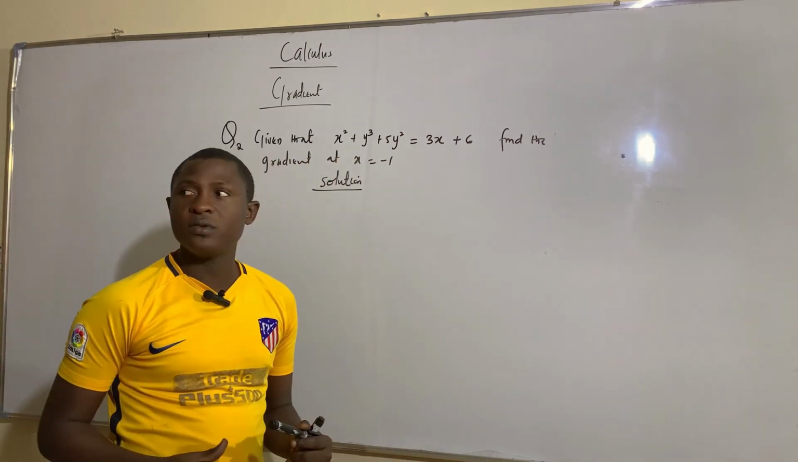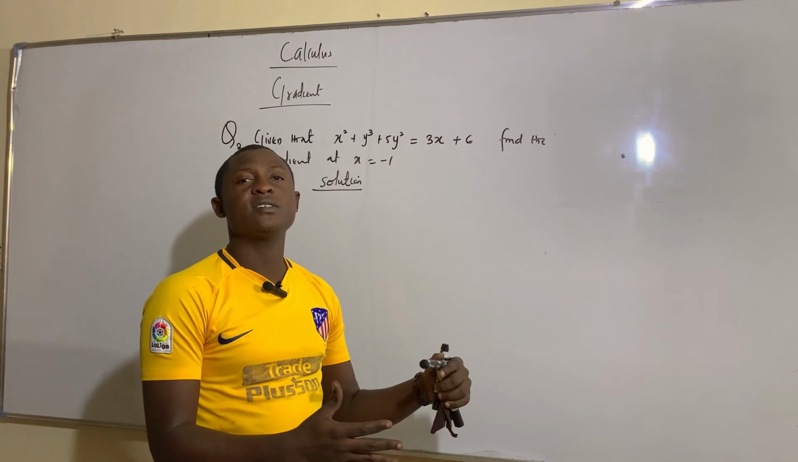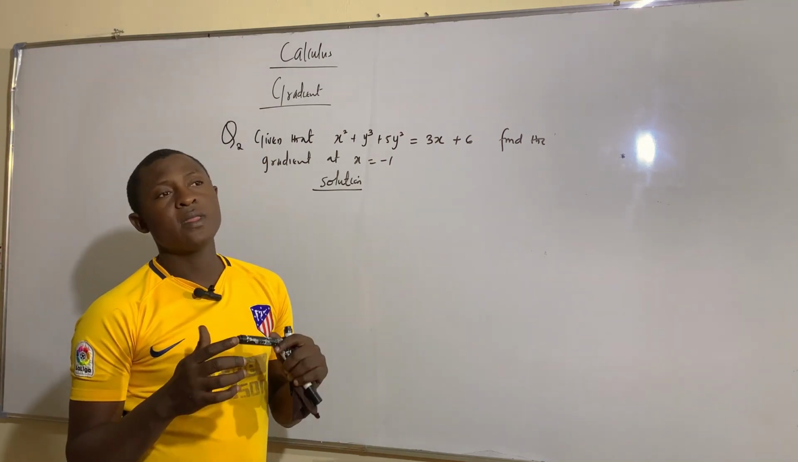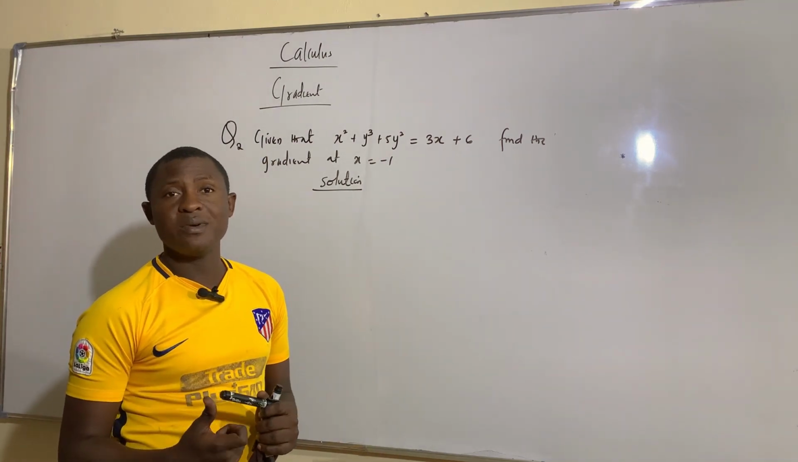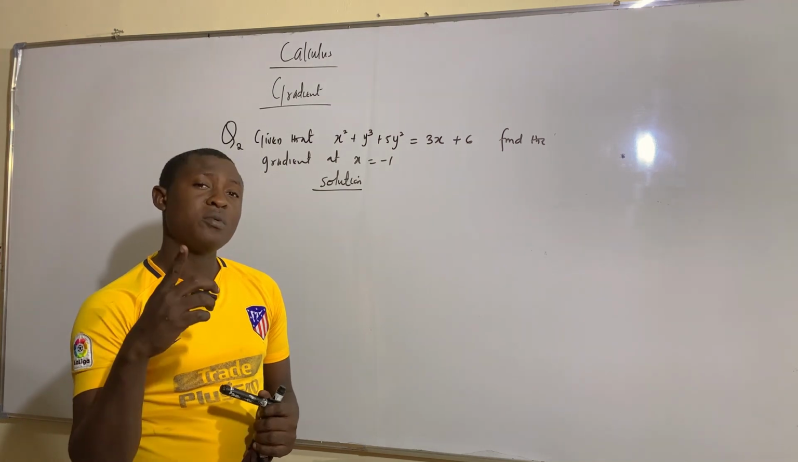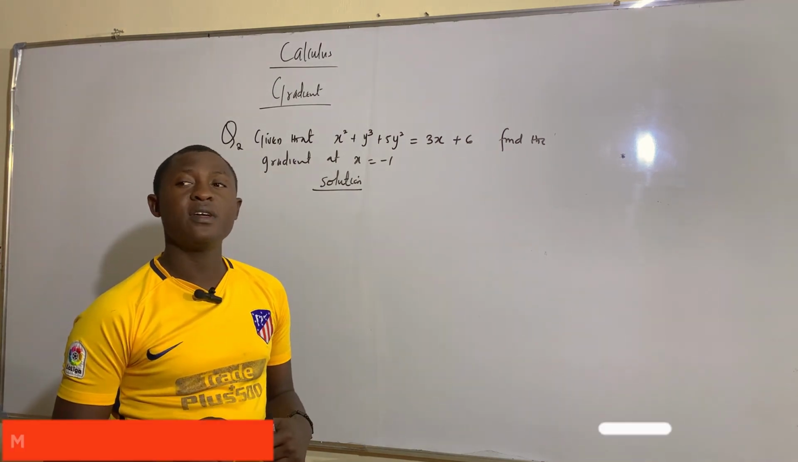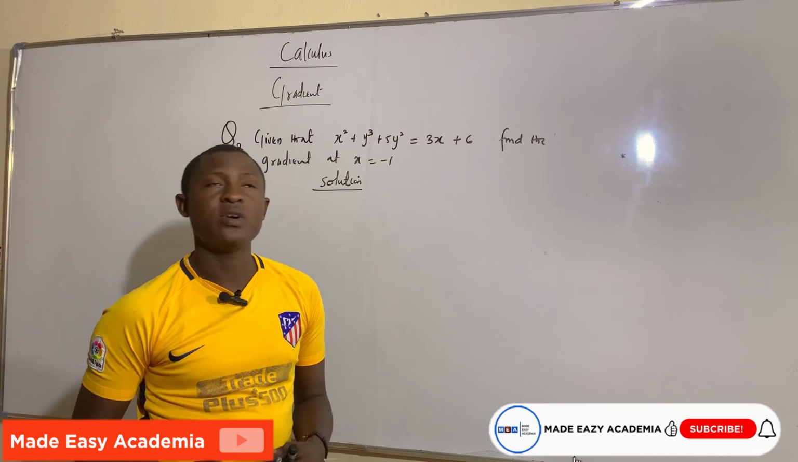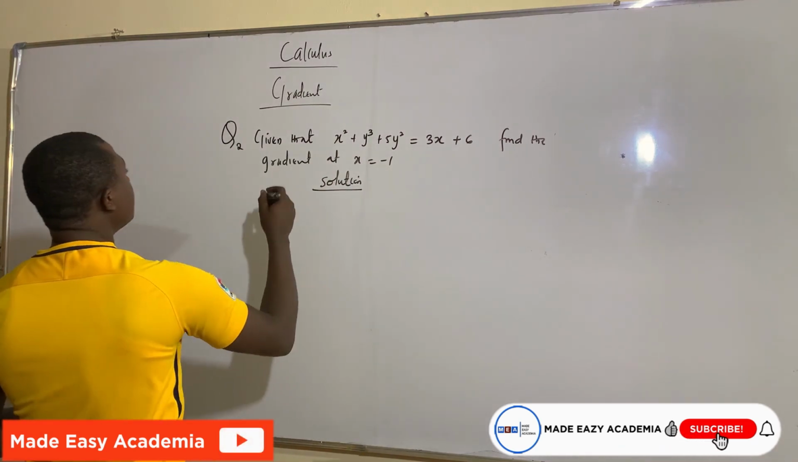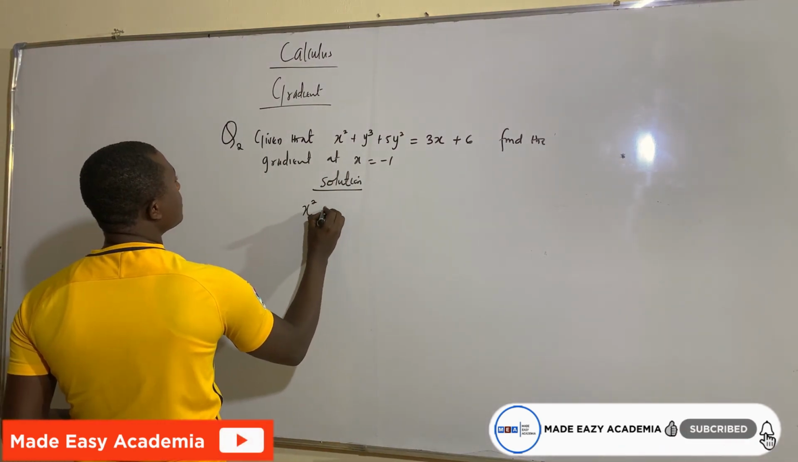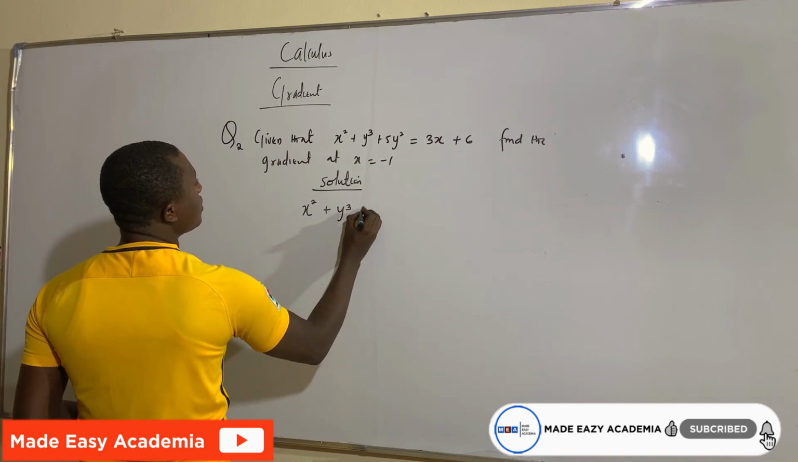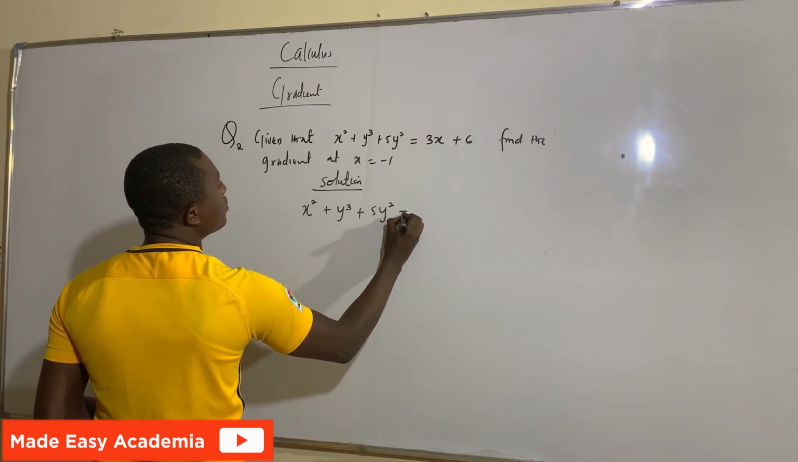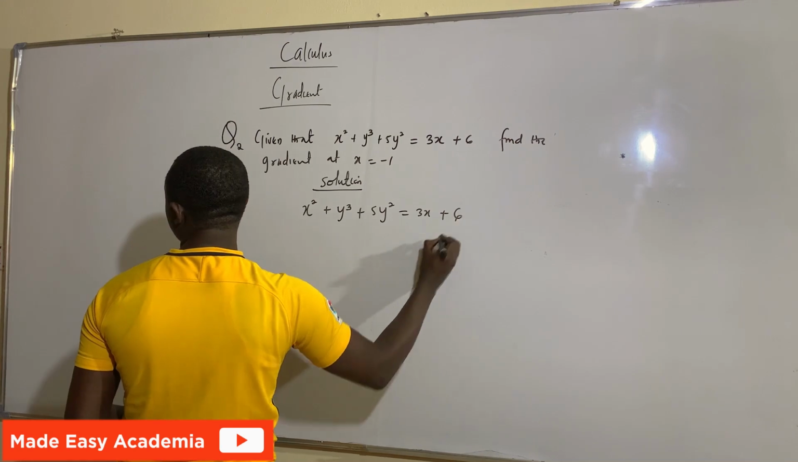Under implicit functions, we are going to differentiate x, and if you are differentiating x, we know it normally carries dx/dx. Remember that? Yeah. And what about when we differentiate y? What are we going to have there? We are going to have dy/dx there. So now, from the problem, we have x squared plus y cubed plus 5y squared equals 3x plus 6.